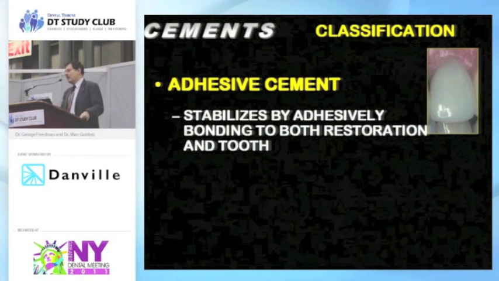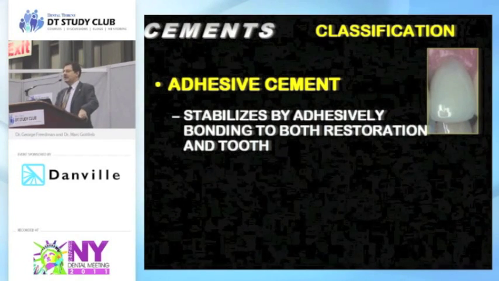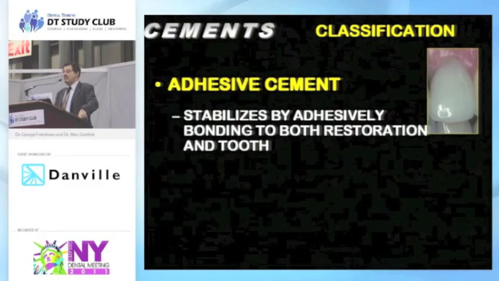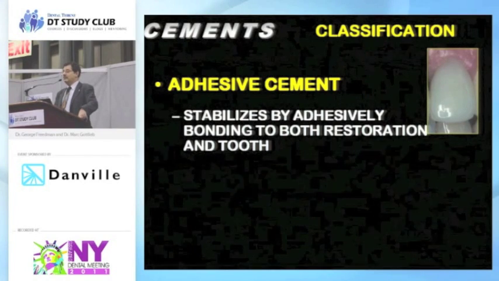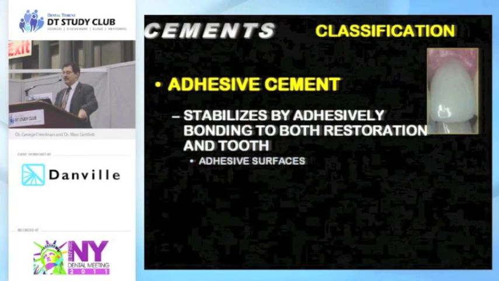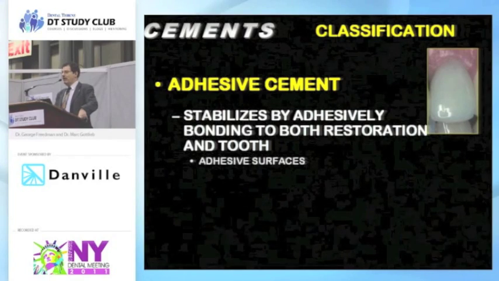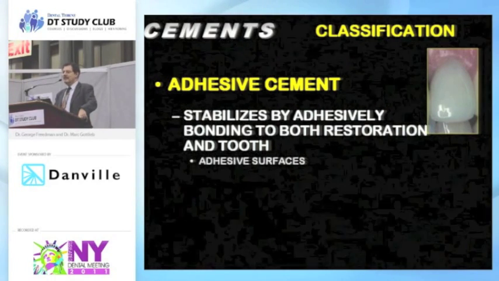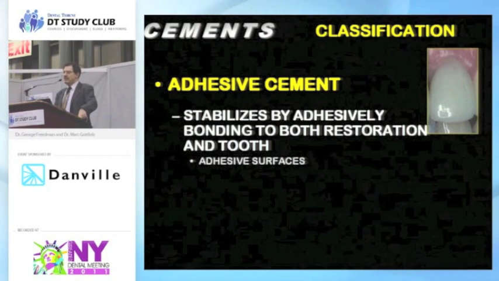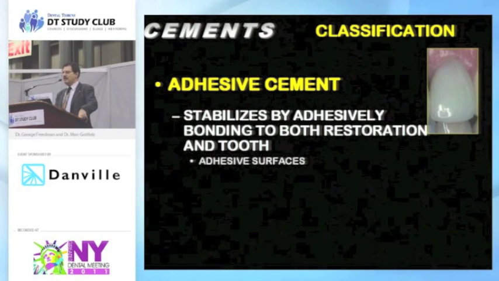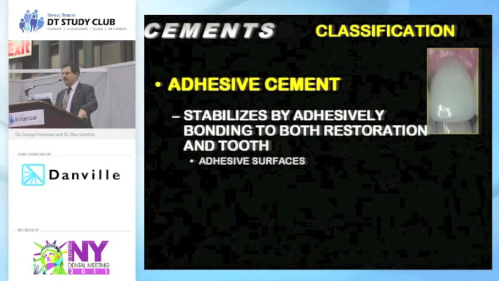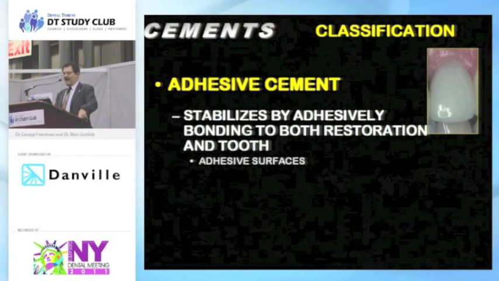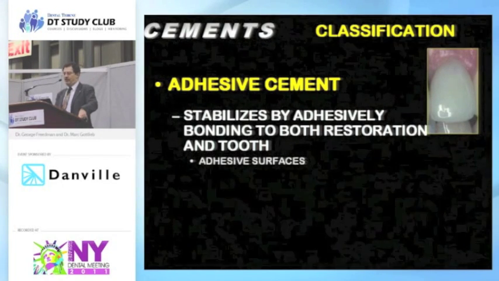And this is where tribochemical treatment comes in, because many of our lucite-based ceramics can be bonded, can be micro-etched or fluoride etched, and in that way bonded to the tooth structure. But the alumina, zirconia, and most metal surfaces cannot be treated by hydrofluoric etching. So you need adhesive surfaces.